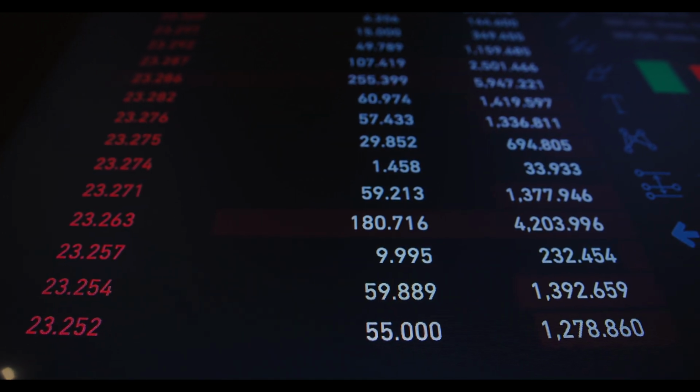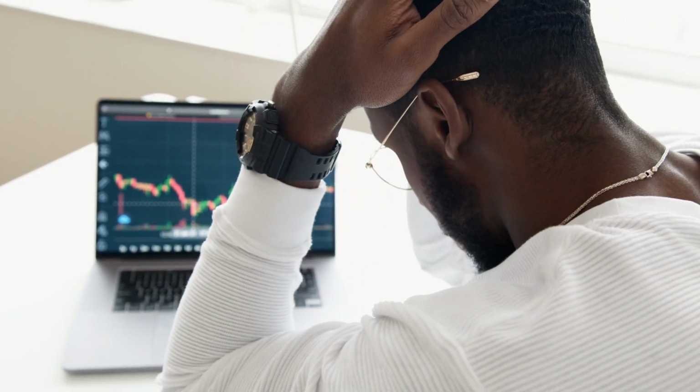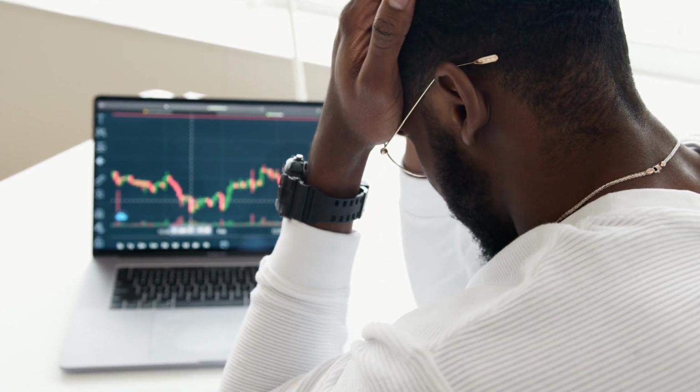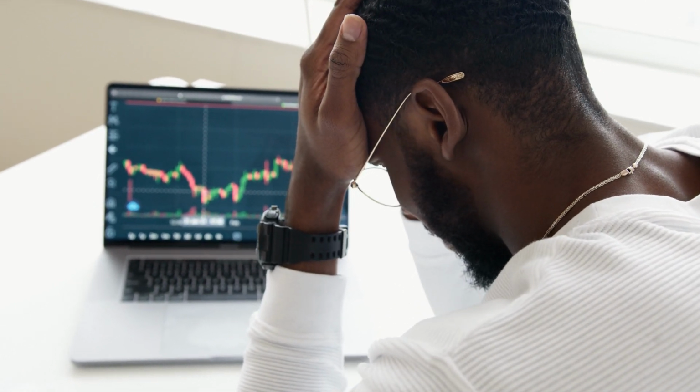Another common mistake is waiting for the perfect moment to invest. Many people try to time the market, but the reality is that time in the market is more important than trying to predict short-term fluctuations. The earlier you start and the longer you keep your money invested, the greater your gains will be.